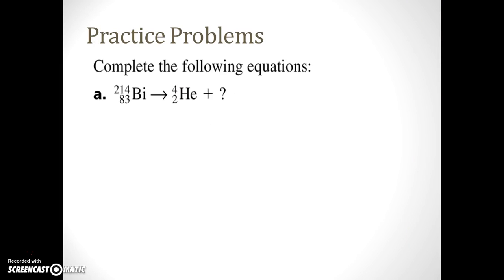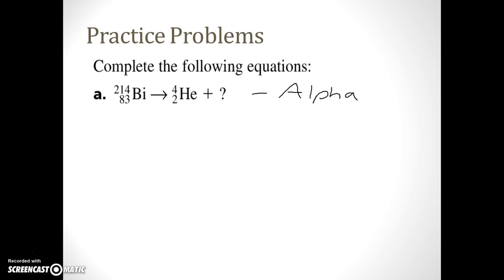All right, so let's look at our first practice problem. Now you need to be able to know which type of decay is which, so you can label each equation that you look at. Here we have bismuth 214. It's undergoing nuclear decay and it lets off a helium atom. We know from our nuclear decay that a helium atom means this is an alpha decay. So we're going to label it as an alpha decay right there.